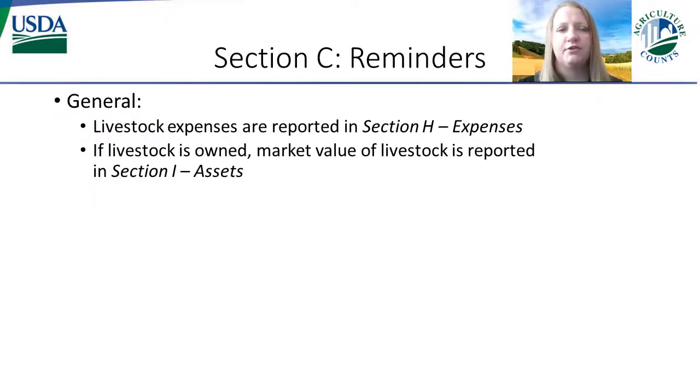Here are a couple general reminders. If livestock were reported, livestock-related expenses should be reported in Section H expenses if they were paid by the operation. If livestock were owned, livestock market values are reported in Section I, farm assets.